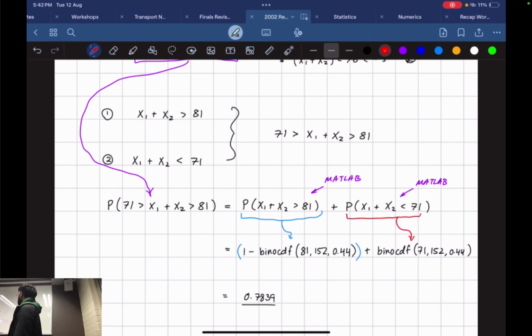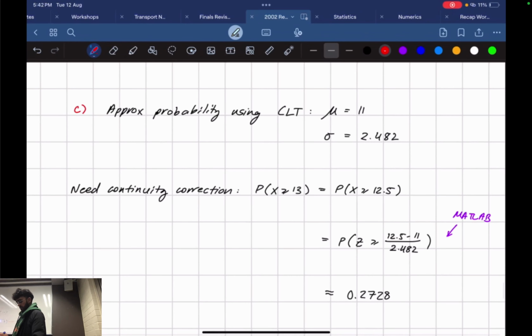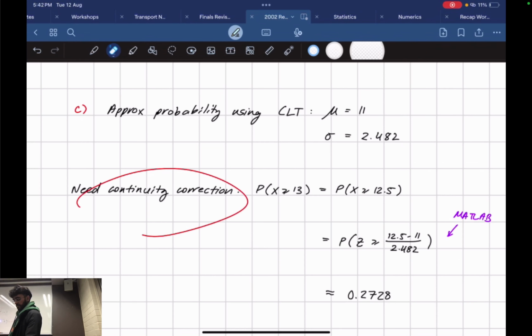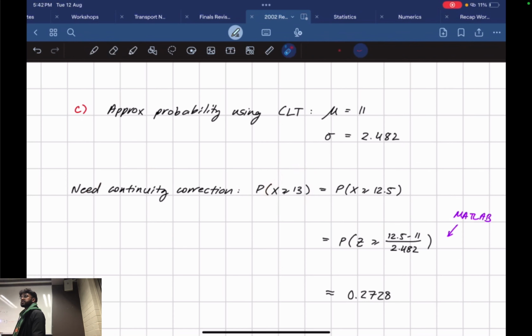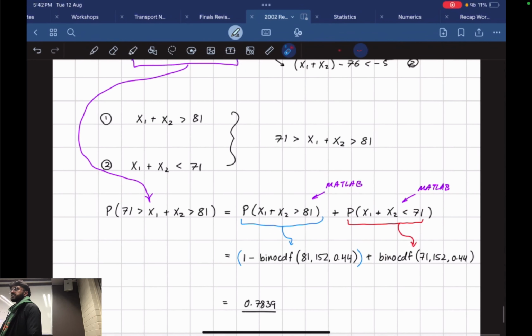Also, one more thing I forgot to mention is that I applied a continuity correction. So, I think that's why. It might be because I applied a continuity correction. So instead of it taking greater than 13, I've minus 0.5. Anyways, there's really not much to explain here. It's just a bit of algebra and then using MATLAB. Any questions about this last one?